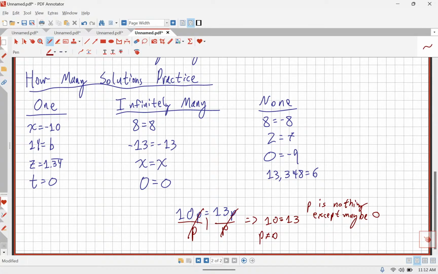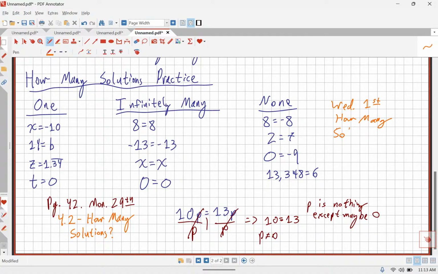Okay? Well, will you guys open up your planners to page 42, please? That's going to be Monday the 29th. Page 42. Okay. Now, guys, on page 42, you're going to write down today's self-assessment is 4.2, how many solutions? And then if you guys will actually write in on Wednesday, October 1st, that's your how many solutions skill check. On Wednesday, how many solutions skill check?